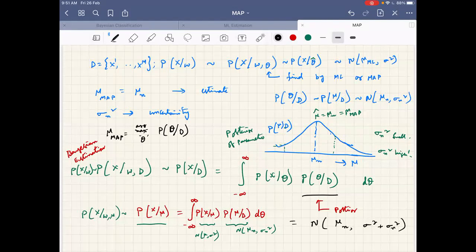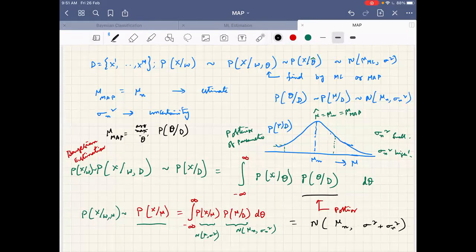What do you notice here in this solution for P of x given omega by Bayesian estimate? What do you notice here? Mu n is, so is this clear or not? Whatever I have written here.